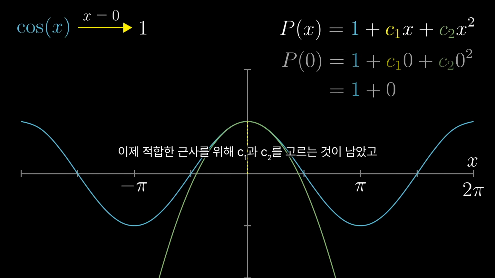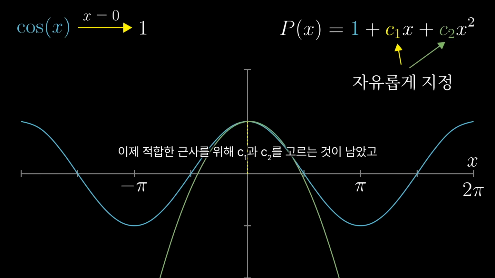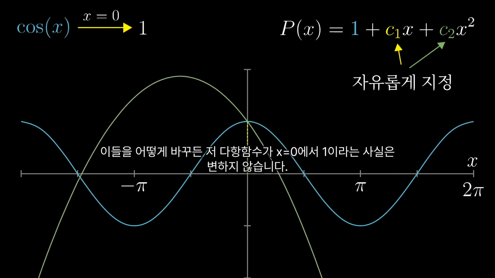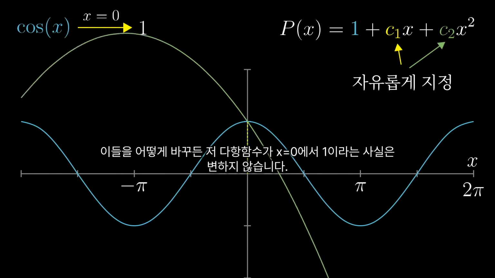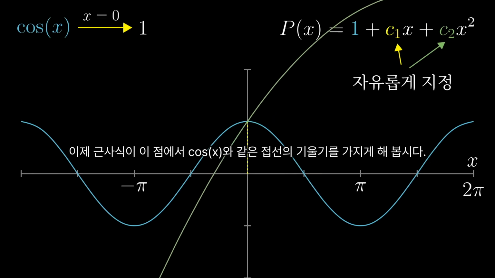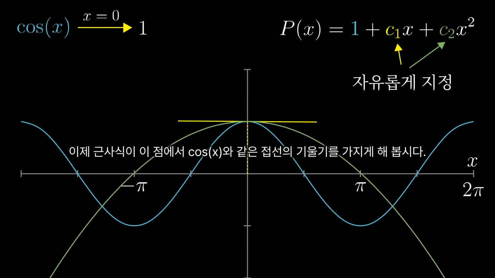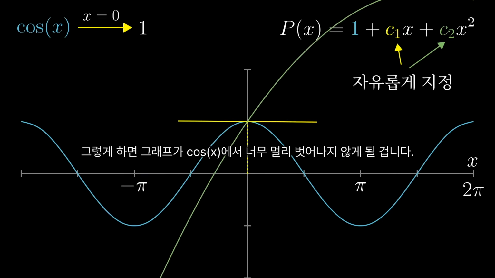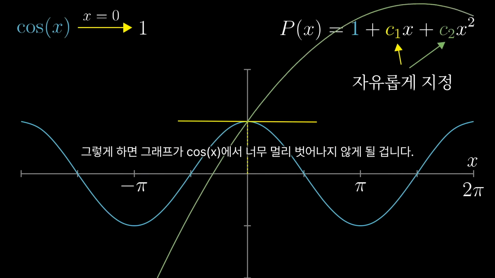This leaves us free to choose constants c1 and c2 to make this approximation as good as we can, but nothing we do with them is going to change the fact that the polynomial equals 1 at x equals 0. Now, it would also be good if our approximation had the same tangent slope as cosine x at this point of interest. Otherwise, the approximation drifts away from the cosine graph much faster than it needs to.